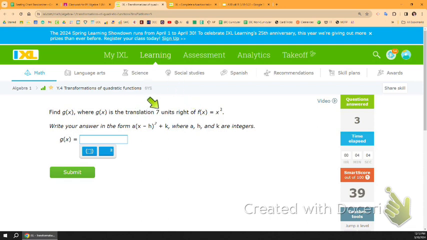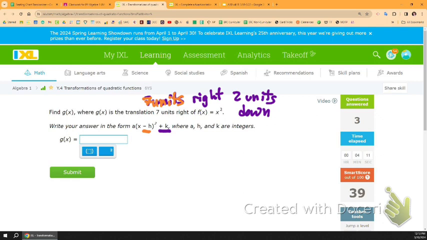Now this one just moves 7 units to the right, but I wanted to do one that moved to the right and down. And so I'm going to change this one. I'm going to say 7 units right and 2 units down. The K moves up and down, and the H moves left and right. So I should have written this one in orange, but it doesn't matter.